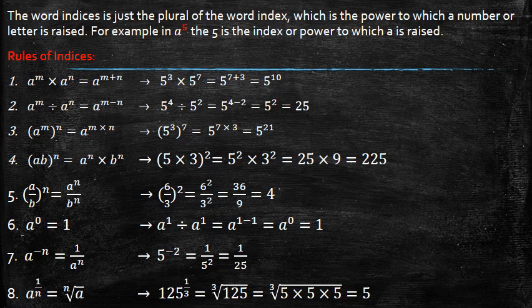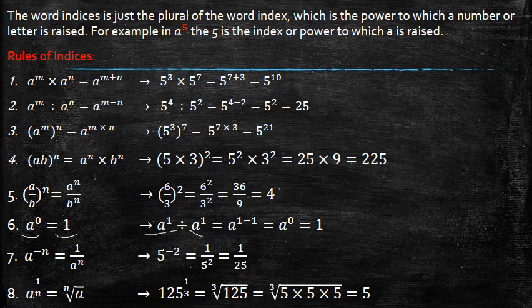Now the sixth rule says that a raised to the power of 0 is 1. Well, anything raised to the power of 0 is 1. So 1 million raised to the power of 0 is also going to be 1. And here we're going to try to prove this using what we have here.